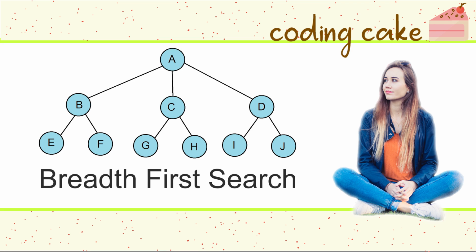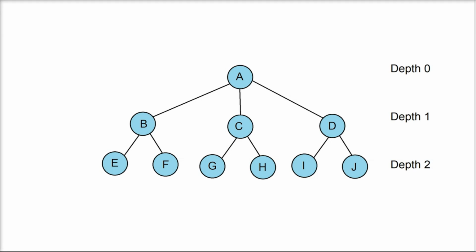Let's go through an example. Start at the root node at a depth of 0, represented in this tree as A. We see that A has 3 children, so we need to visit them next.